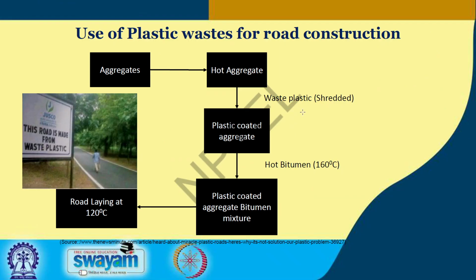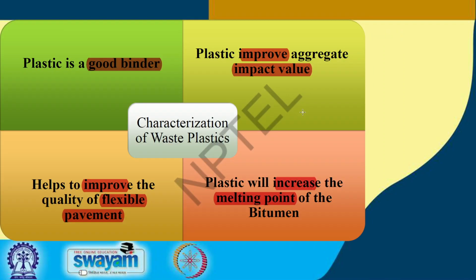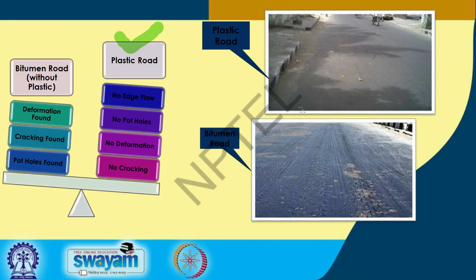So here you can see different plastic road layings. This road is laid from plastic waste at 120 degrees Celsius. Aggregate we are heating at 120 degrees Celsius. Then plastic coated aggregates are there, the plastic coated aggregate mixture. Then road laying at 120 degrees Celsius. Plastic is a good binder and it improves the impact strength, and it increases the melting point of the bitumen and improves the quality of the flexible pavement.